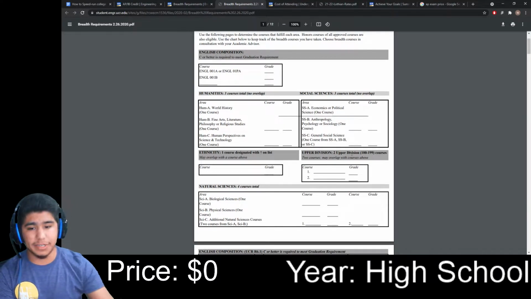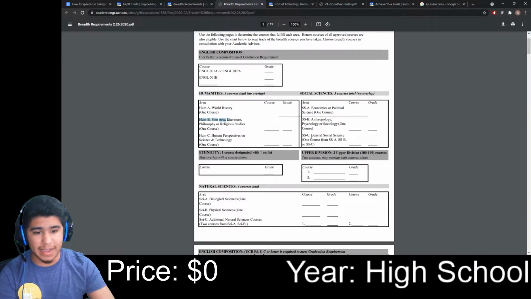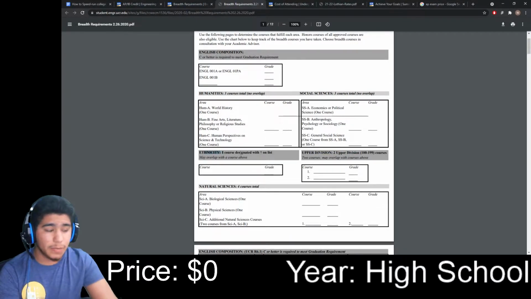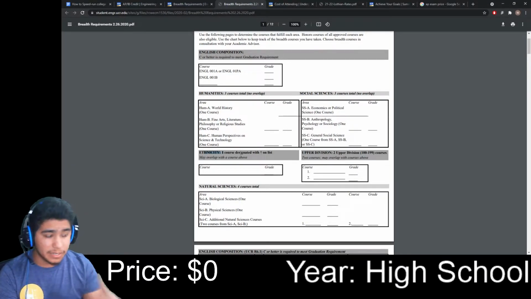the best thing to do is save your Hum B and your SSC for being the 2 upper division general ed and one of them being ethnicity. So one of them could triple dip and the other one double dips. So keep that in mind.